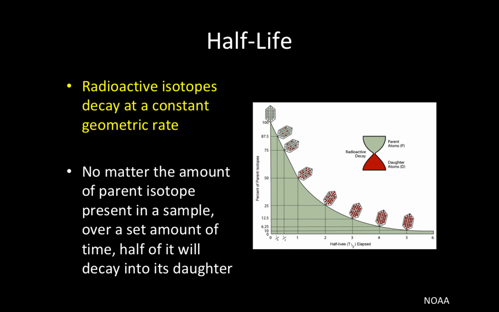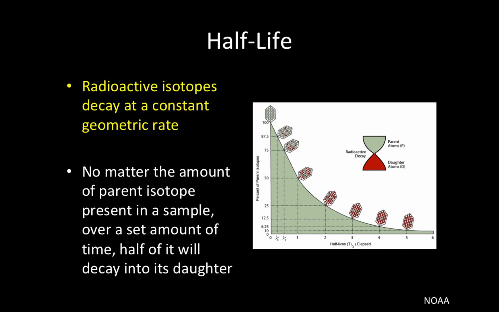All right? So, radioactive isotopes decay at a consistent rate. We know this rate. It's incredibly easy to calculate this rate. All right? So that means no matter the amount of parent isotope present in a sample, over time, about half of it will decay to its daughter. Now that could be 5 years. It could be a billion years. It depends on what isotope we're starting with. Are we starting with carbon? Are we starting with oxygen, nitrogen? It really just depends. All right?